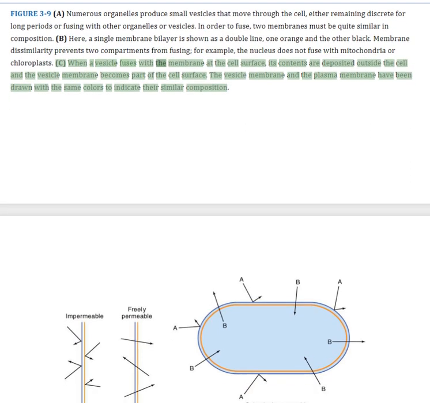When a vesicle fuses with the membrane at the cell surface, its contents are deposited outside the cell and the vesicle membrane becomes part of the cell surface. The vesicle membrane and the plasma membrane have been drawn with the same colors to indicate their similar composition.